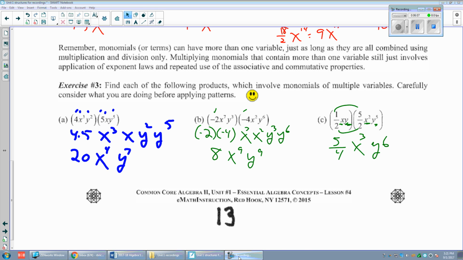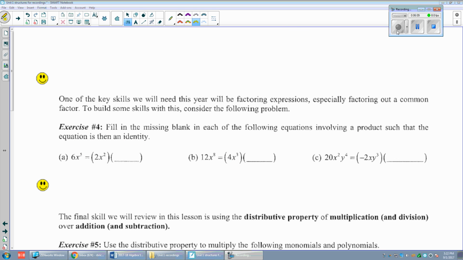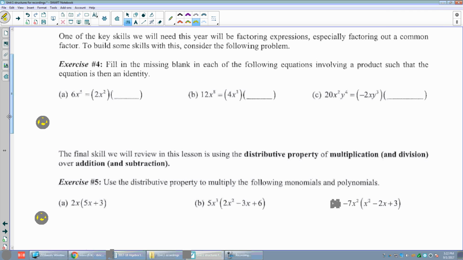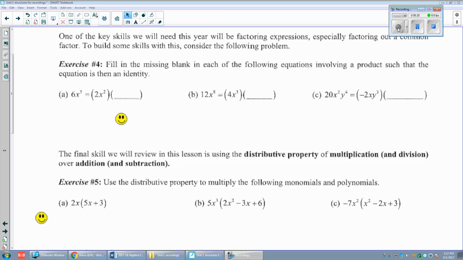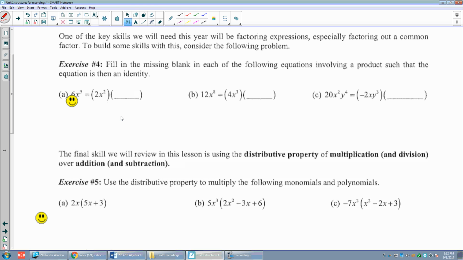Let's go on to page 14. On page 14, we're going to think a lot about factoring, okay? Factoring, let me see. Fill in this blank with what makes the product true. So let's think here. 2 times what is 6? 3.